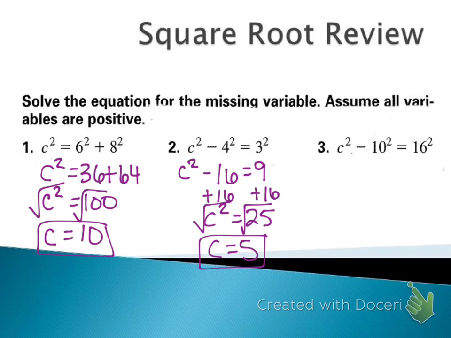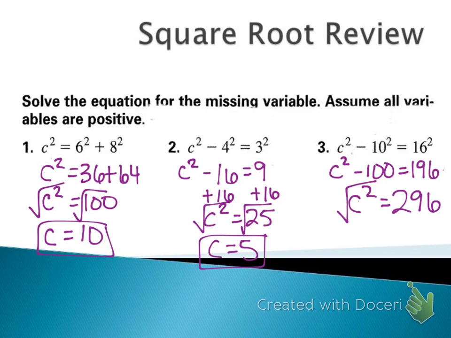On number 3, what is 10 squared? 100. What is 16 squared? 196. To get c squared by itself, what do I need to do? Add 100. C squared equals 296. To get c by itself, I need to square root both sides. Is 296 a perfect square number? No. So we need to simplify it.